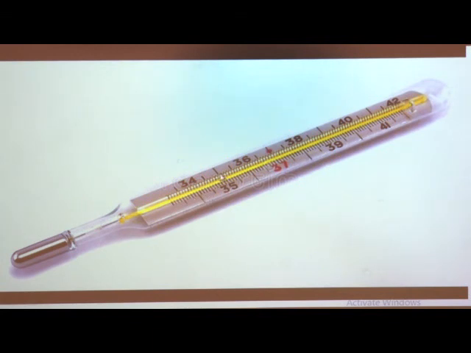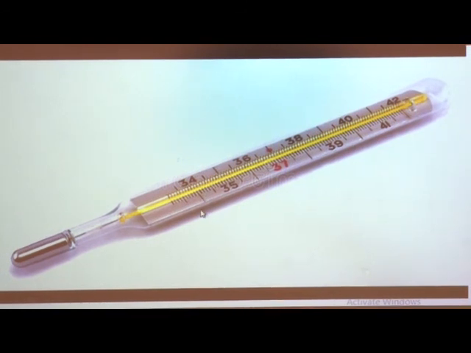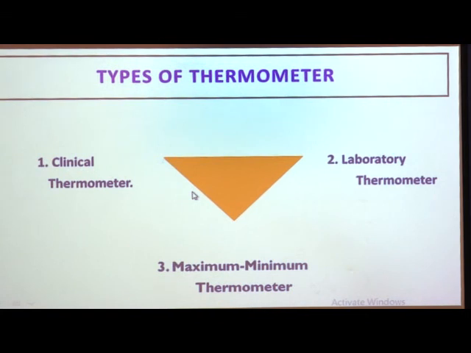Here is some marking on a mercury thermometer, as shown. You can see 35, which is a bigger mark, then 34, 35, 36, 37, like this you can see. So there are some types of thermometer.